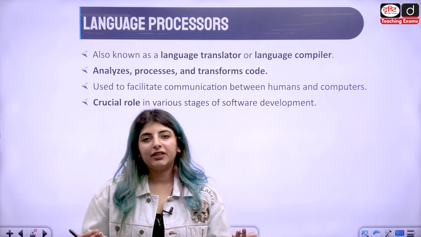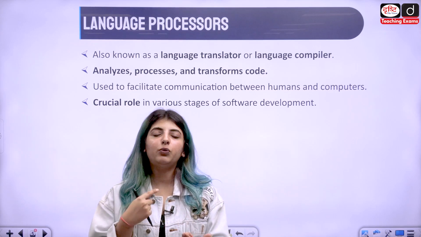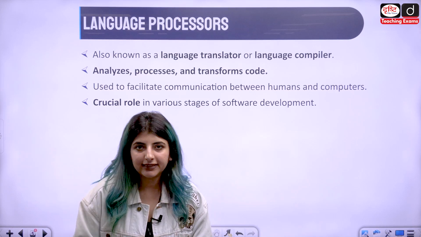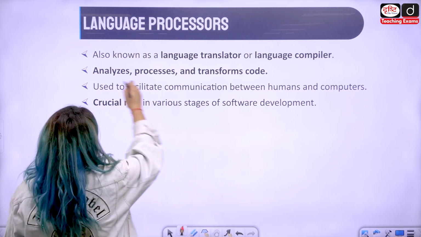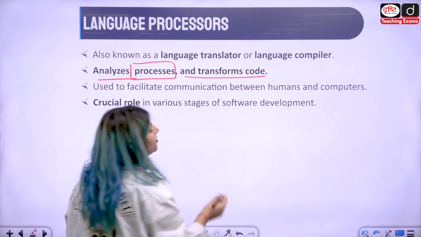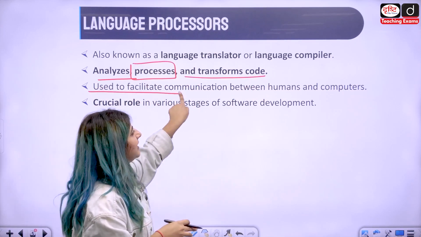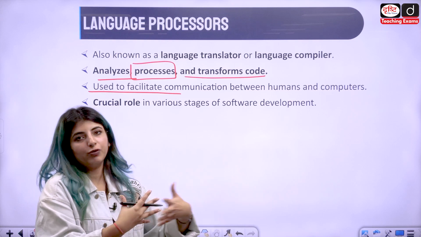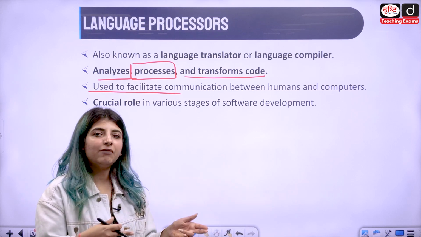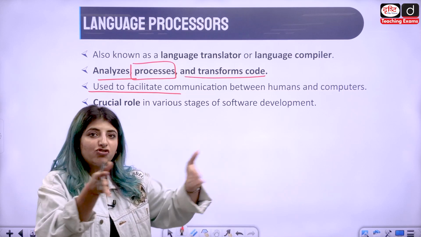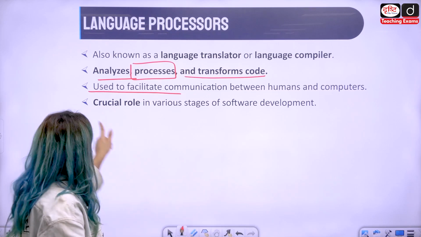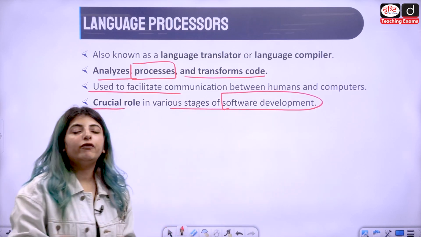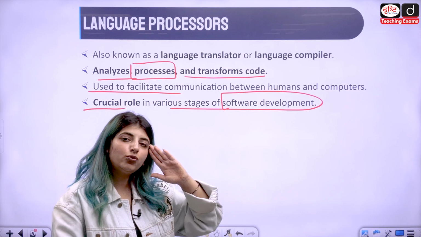Same is the case with the computer, to make the communication from a human to the computer easy. That's why these language processors or language translators are used, right? It analyzes, processes and transforms the code in different languages, facilitating communication between humans and computers. I gave you the example of someone speaking French and me speaking English, who won't be able to understand one another. We both will need someone who can speak French as well as English, so they can translate whatever we are communicating to one another. It plays a crucial role in various stages of software development, because software developers need to know certain languages as well.